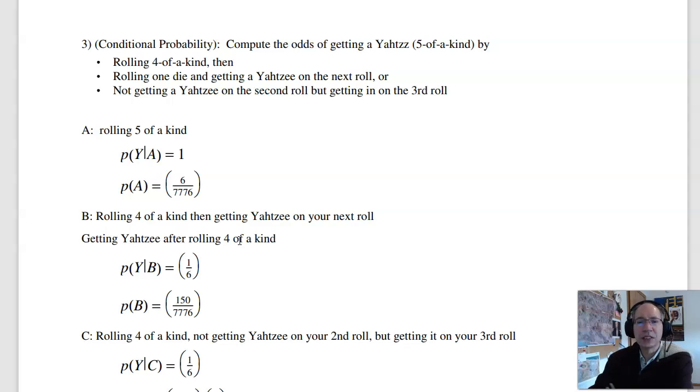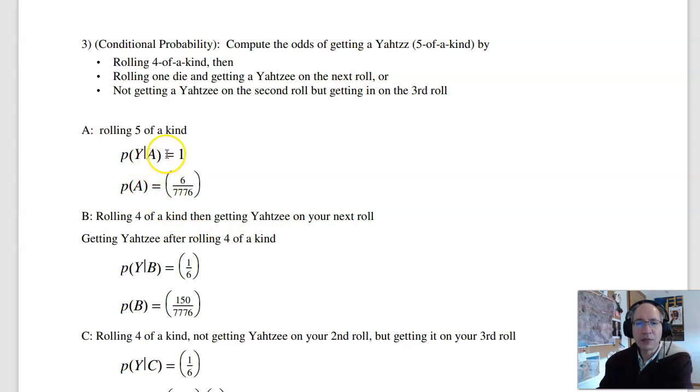Problem 3 is a conditional probability. This isn't complete, but what are the odds of getting a Yahtzee assuming you roll a Yahtzee in your first roll, or you roll 4 of a kind, then get a Yahtzee? Again, that's not complete because there's other ways to get Yahtzees. I could have 3 of a kind and get Yahtzee. I could have a pair and get Yahtzee, a single die and get Yahtzee. So this is just a partial way of getting Yahtzee.